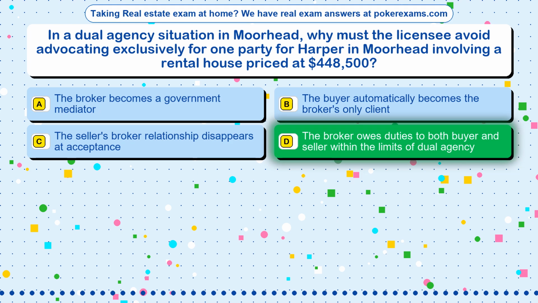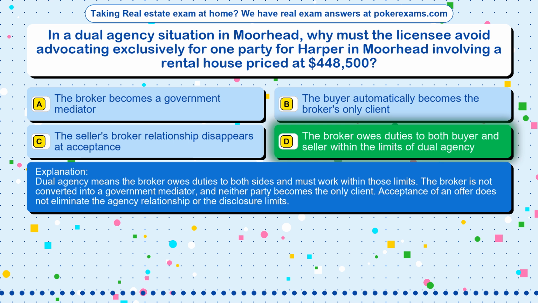The correct answer is option D. The broker owes duties to both buyer and seller within the limits of dual agency. Dual agency means the broker owes duties to both sides and must work within those limits. The broker is not converted into a government mediator, and neither party becomes the only client. Acceptance of an offer does not eliminate the agency relationship or the disclosure limits.